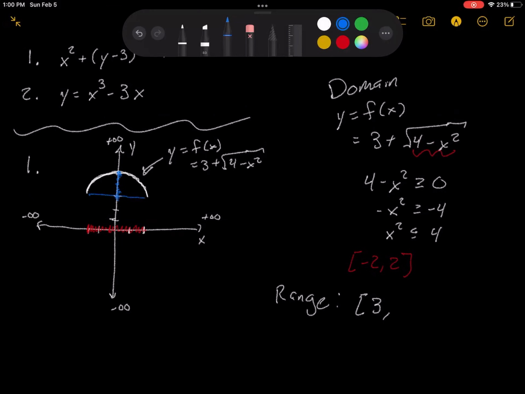The y value of 3 actually gets hit twice. It gets hit over here at -2, and it gets hit over here at +2. In fact, if you went back up to this equation and plugged in -2 and +2, you'll get a 3 as a y value. And the highest y value that I get, well, the center of my circle is at 3 and my radius is 2, so the highest y value should be a 5.